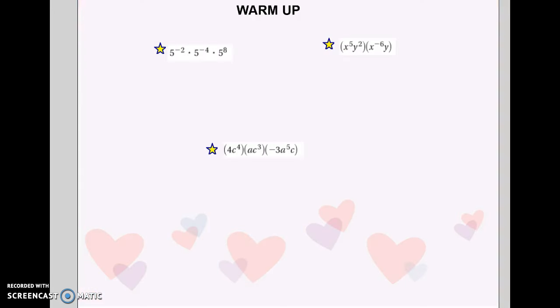Alright, let's look at some examples with a mixture of everything that we were doing before. So go ahead and take some time to do this warm-up. This has the multiplication properties that we learned the other day. And pause so that you can do them, and then you can check your answers in a few seconds.